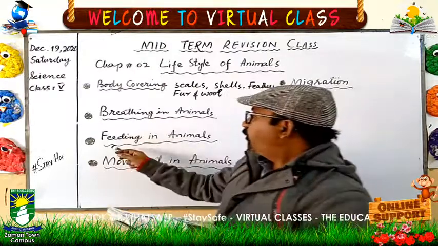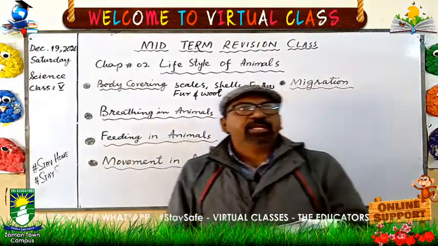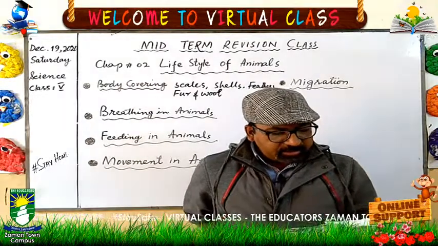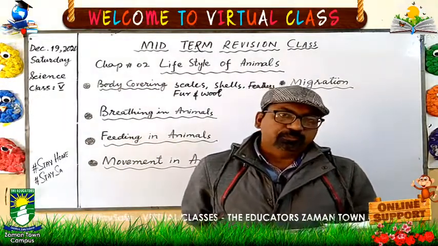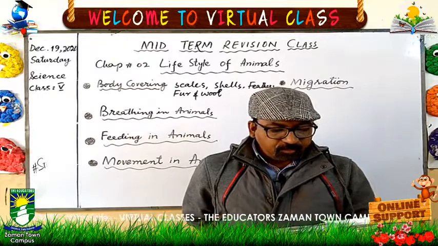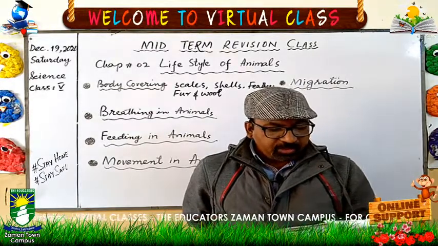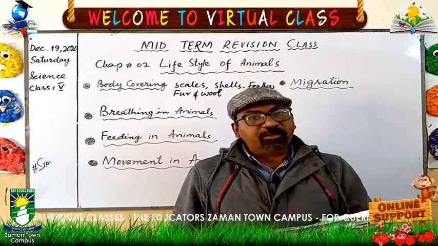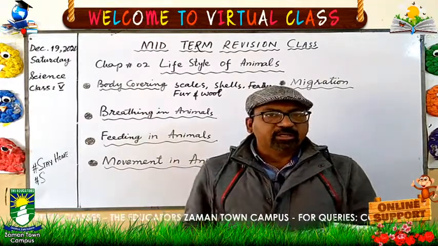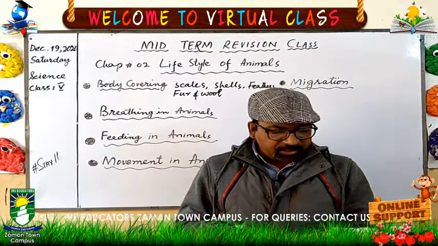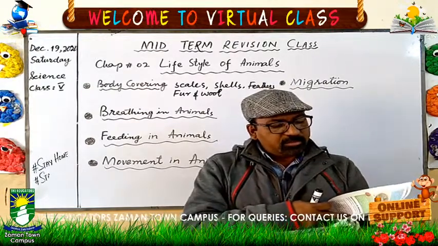Next is feeding in animals. Animals need food to grow, and food gives energy to stay alive and healthy. On the basis of their feeding habits, animals are grouped into three categories. These are herbivores, carnivores, and omnivores.